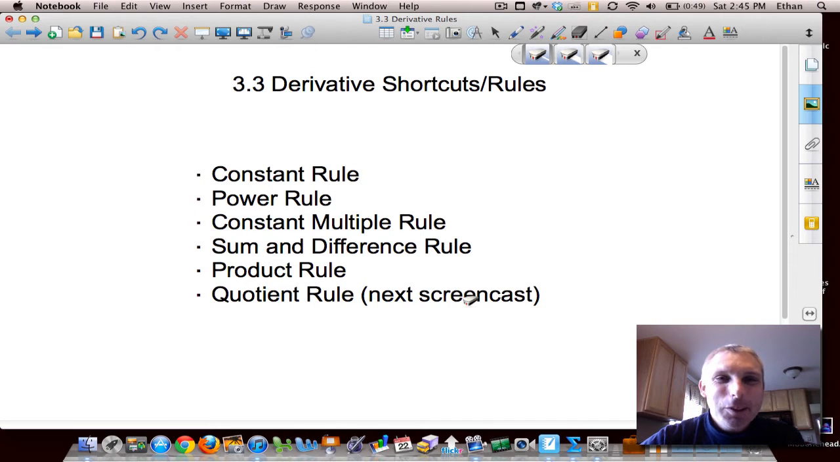So we have a few rules that we're going to use today to help us do derivatives a lot faster with these shortcuts: the constant rule, the power rule, the constant multiple rule, the sum and difference rule, and the product rule. We are going to save the quotient rule, which I think is the toughie, for the next screencast. So here we go. Let's go one by one.